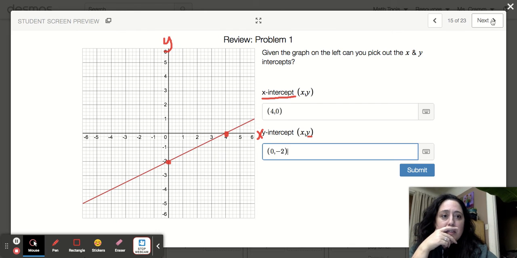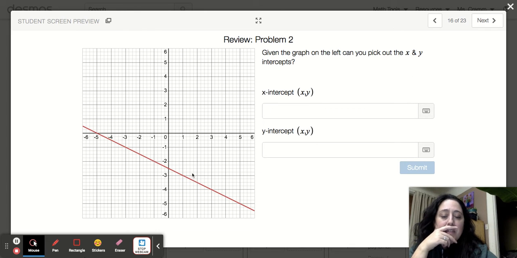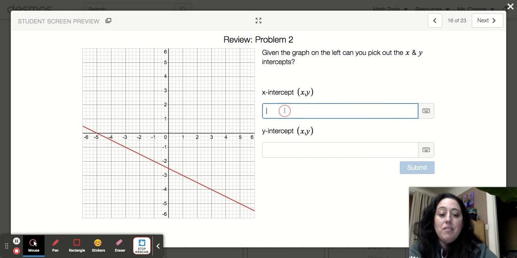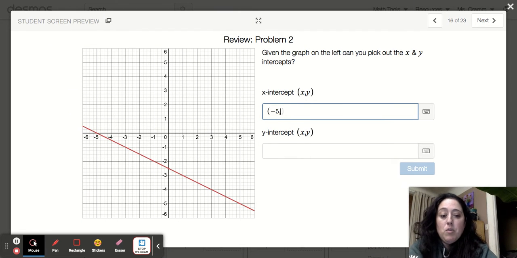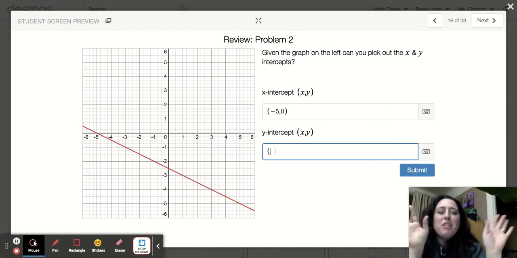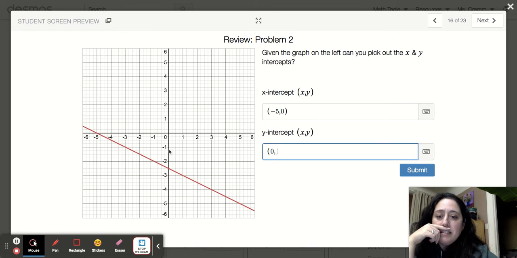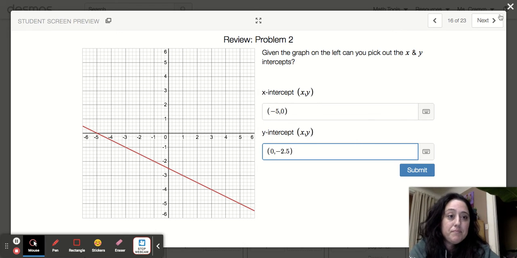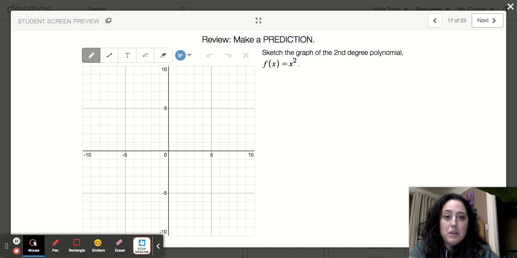So let's go to the next one, 15. Same thing. So here, the x-intercept, oh, I see it. It's right here. So that means the x value is -5. The y value is 0. And again, remember, if it's a y-intercept, I know already without even looking at it that my x value is going to be 0. And then let's see. It's right smack in the middle of -2 and -3. So that would be -2.5. Okay, let's see what else we got here.